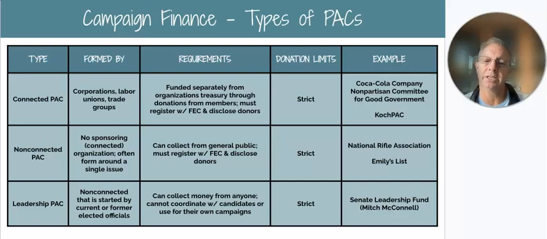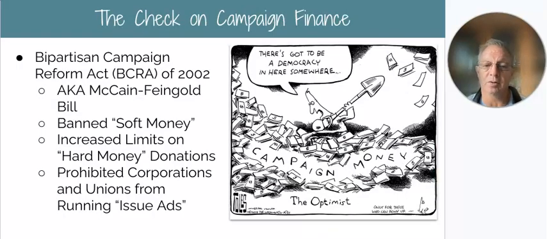You'll find a table on your guided notes that says campaign finance and types of super PACs and PACs. So please take a moment and fill that out. You will see that there are columns for type, how they're formed, what are the requirements, donation limits, and examples of what those types of PACs are. So pause here and let the class fill out that section. Once you are finished filling out the prior slide's table, let's move on to the check on campaign finance.